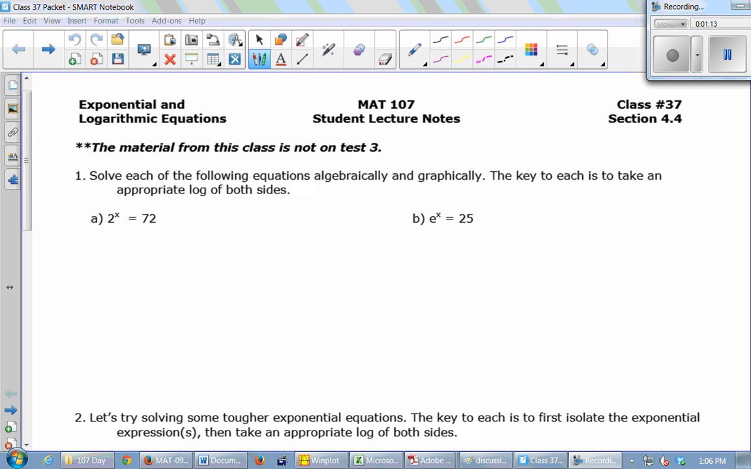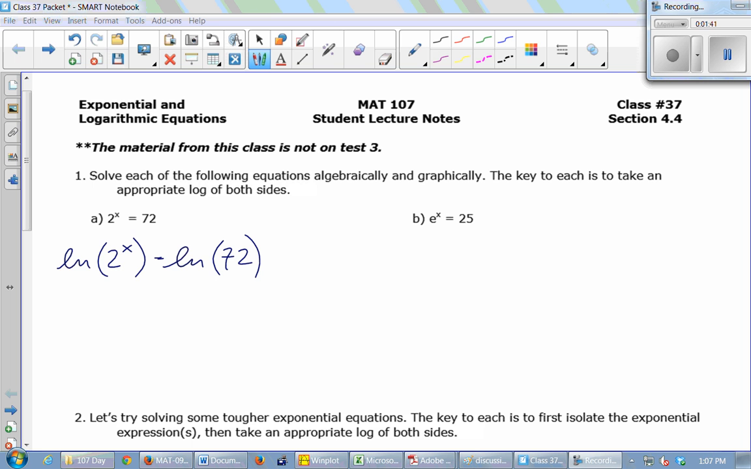So if I want to solve 2 to the x equals 72, I can take the ln of both sides. The ln of 2^x equals the ln of 72. So this is like the most basic rule of algebra, right? You can do anything you want to an equation as long as you do the same thing to both sides. So I am taking the ln of both sides of this equation.